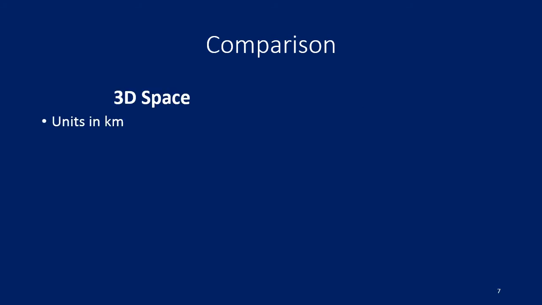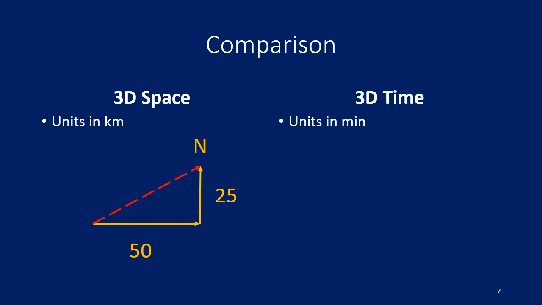Now if we compare these two, we have 3D space on the left with units in kilometers. And we have this triangle diagram with the displacement in red. And then on the right, 3D time with units in minutes. And again, the distimement this time in red. So like the maps that we saw before, space and time are different. They look different because they are different.